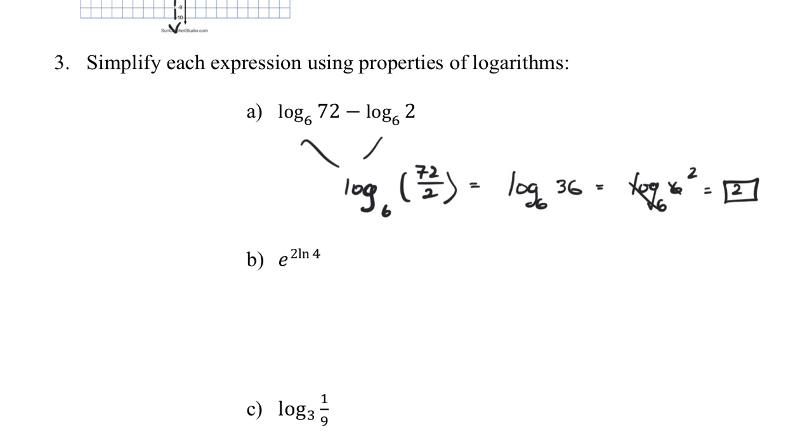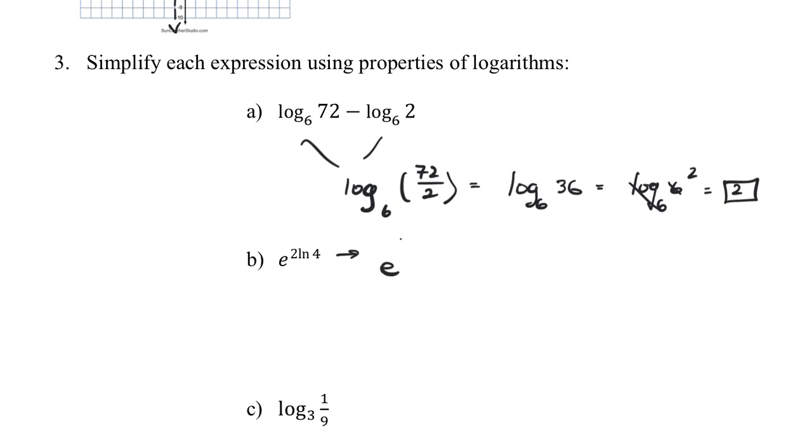Now, for part B, e as a base will cancel natural log as an exponent, but we have to do something with this 2 that's in front of the natural log before they can cancel out. So remember, any value that's in front of a logarithm was at one point an exponent. That's the power rule. So we're going to move this 2 here back up as an exponent on the 4.